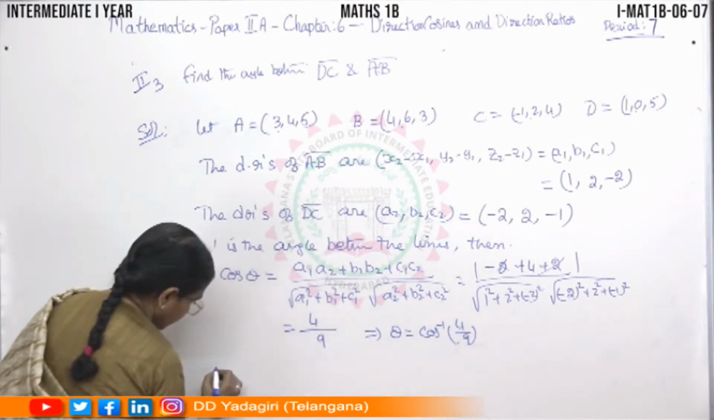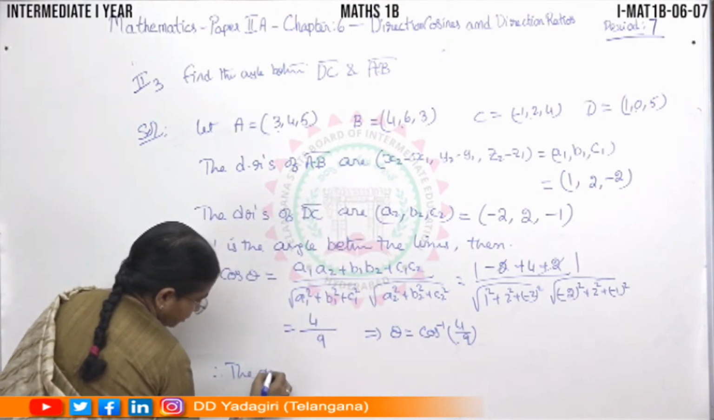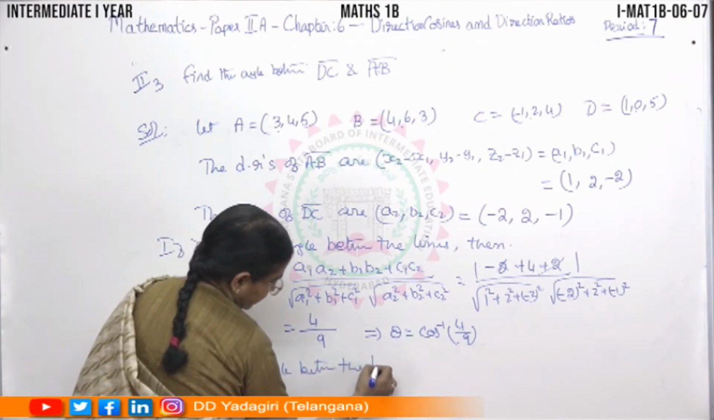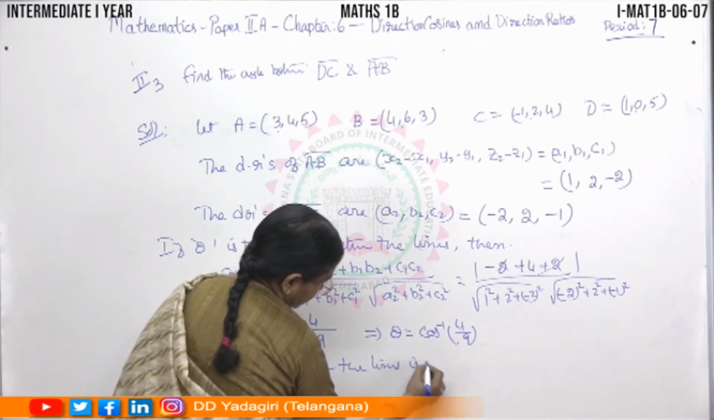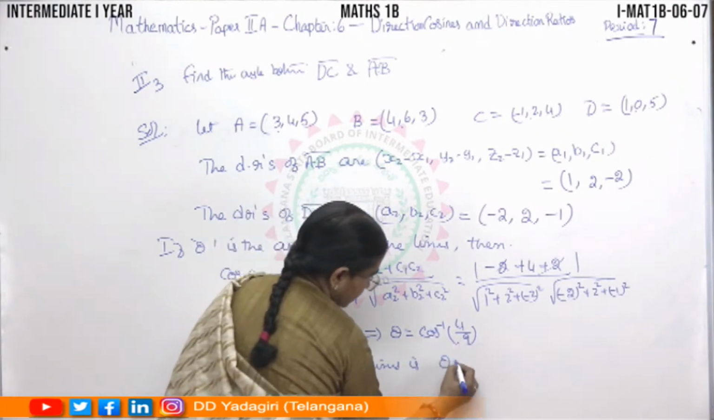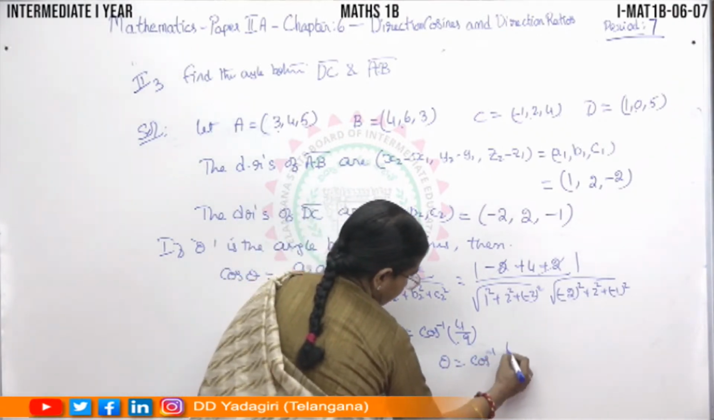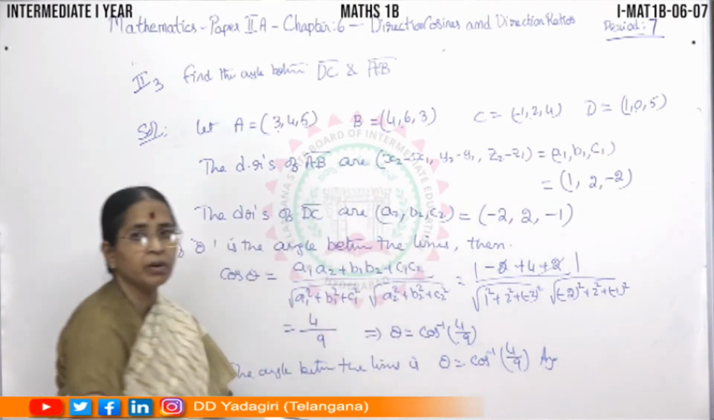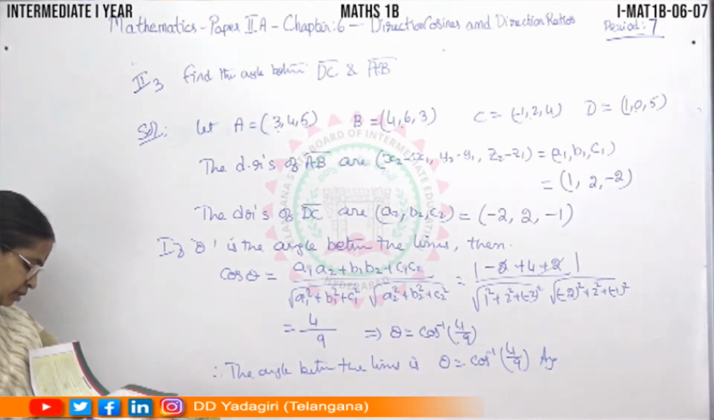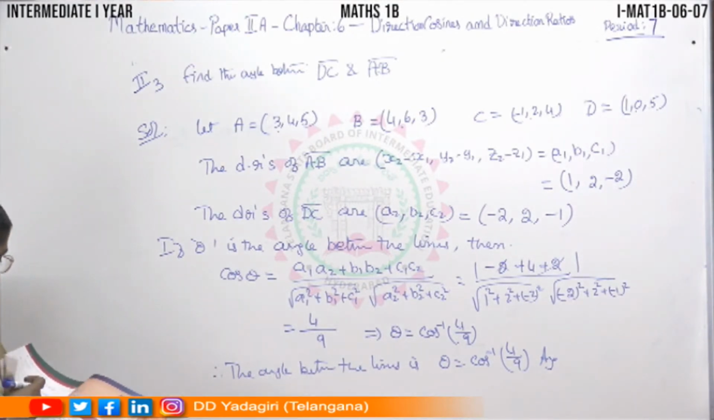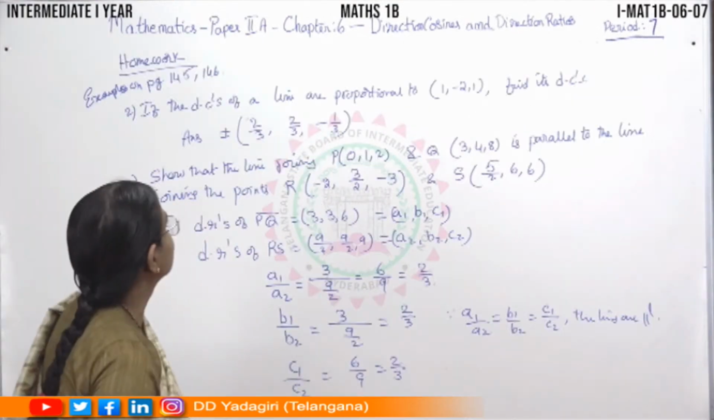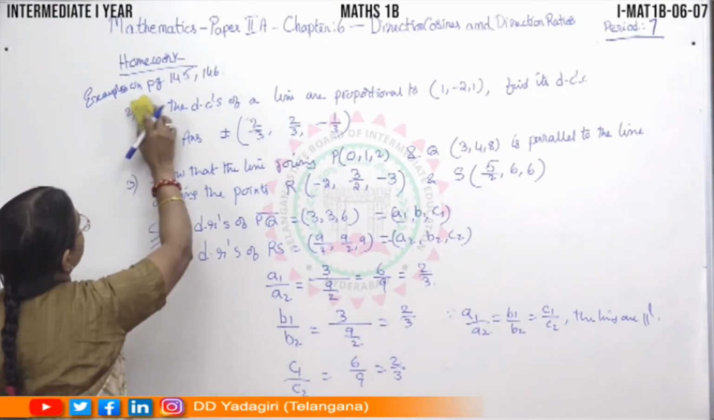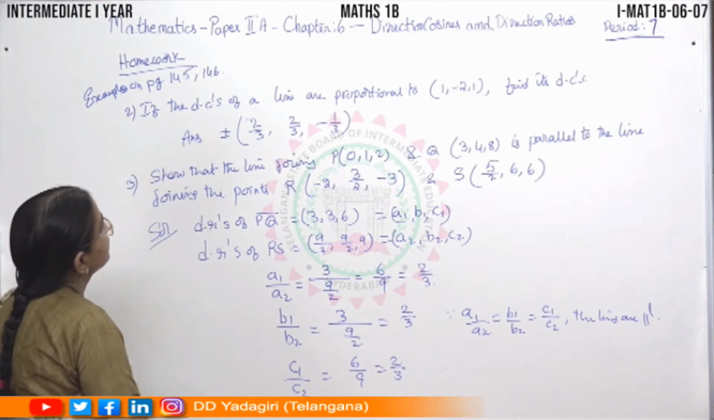Therefore the angle between the lines is theta equal to cos inverse of 4 by 9. So like this we do the problem. It is cos inverse of 4 by 9. The example problems, you can just see the textbook page 145 and 146.